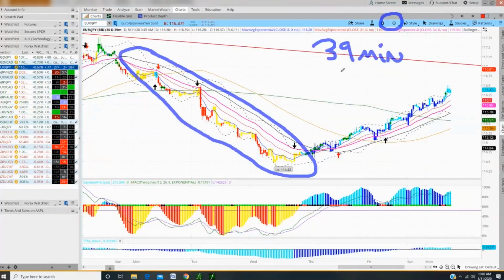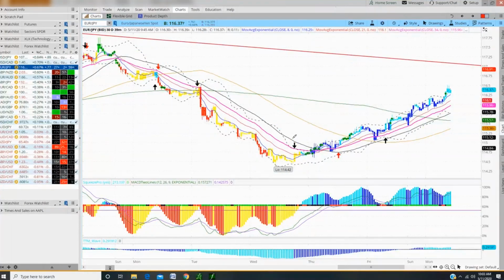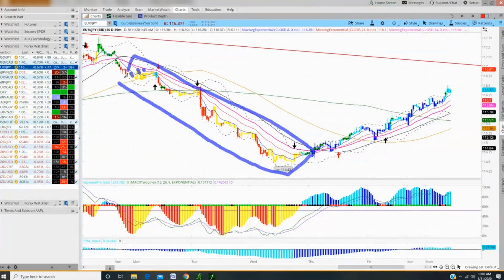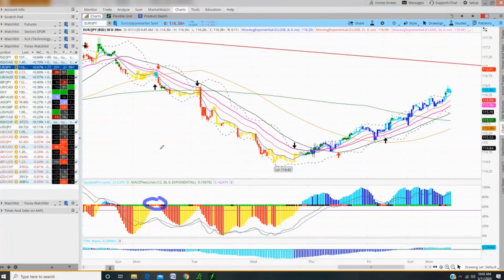39-minute chart, okay? Now, this is an absolute beauty. Why is it a beauty, Jeff? Well, the blue is below the red, which is below the pink, and I mean, it is just clean, clean, clean. And look at these squeezes. Okay, so it's going down. You got squeezes. Boom.